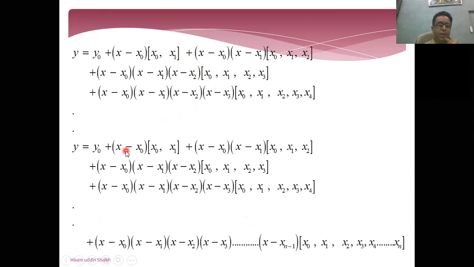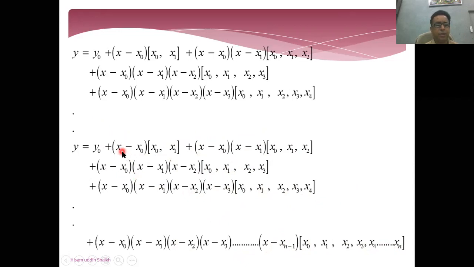First bracket with the first difference, second bracket repeated: x minus x naught, x minus x1, x minus x2, and x minus x3, up to the fourth difference. Similarly, for n it is n minus 1, and here the nth difference. You see that in the previous formulation the bracket goes up to 3 and the difference shows as 4; the next value, 2 as 3, 1 as 2, 0 as 1. So similarly here, n minus 1 to n. This is called the Newton divided difference method.